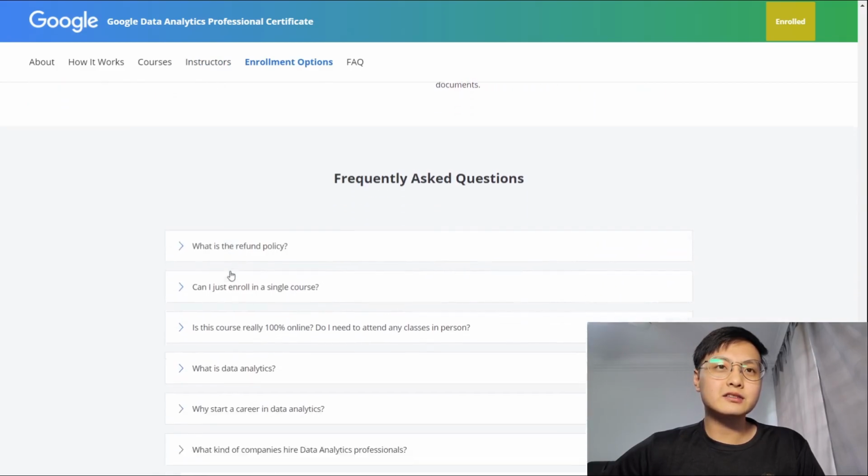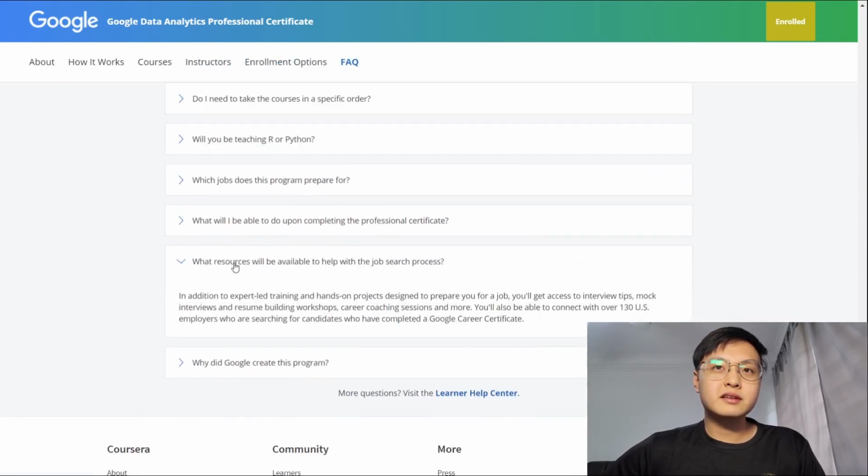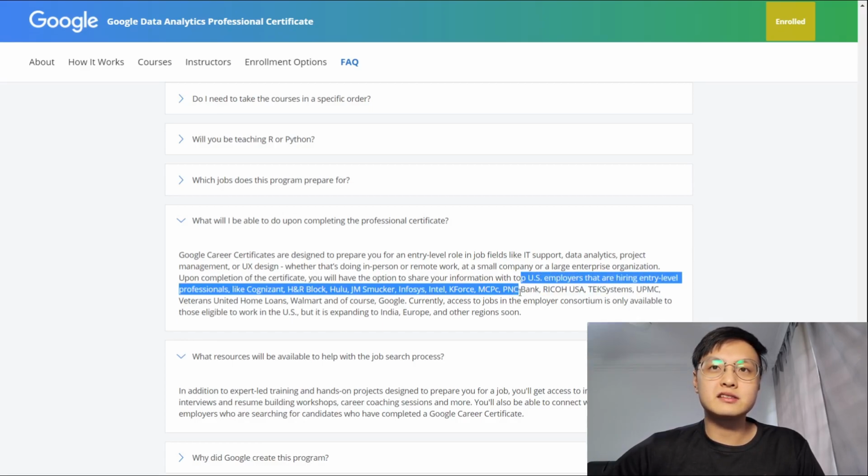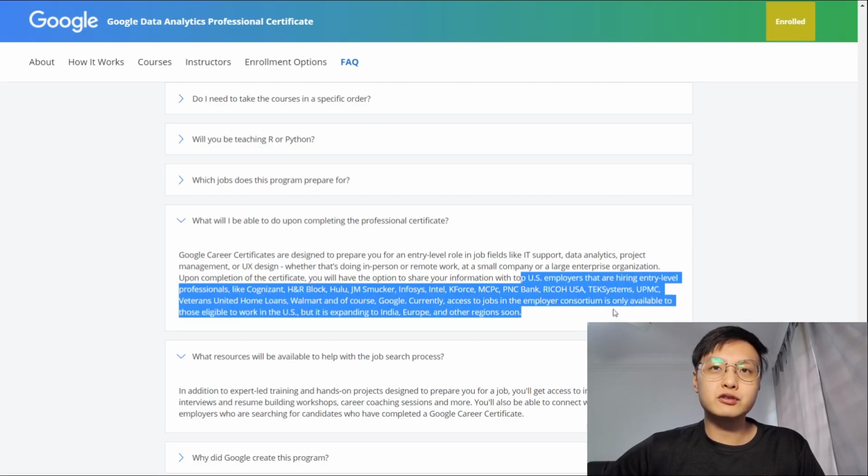Let's look at the frequently asked questions. Alright, so another useful thing about this course is that it will be preparing you for a data analyst position specifically. So there are a lot of things that can be gained out of this. Based on the Google Career Certificates program, they are designed to prepare you for an entry-level role in job fields like data analytics, and you will also have a certificate that you can share to the top US employers that are hiring entry-level professionals such as these, and of course Google as well.